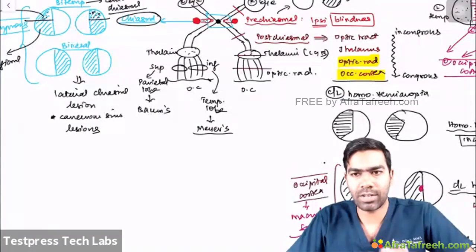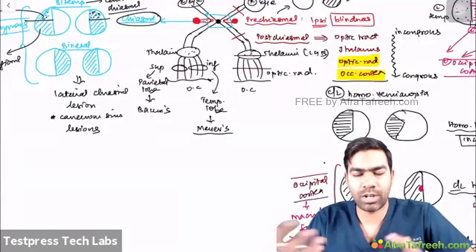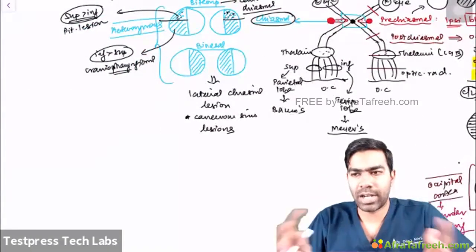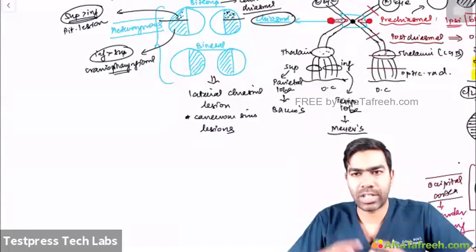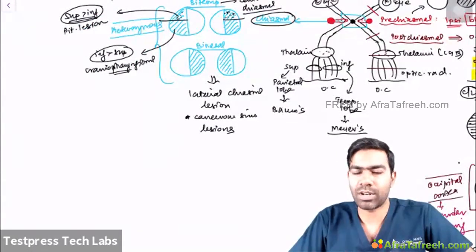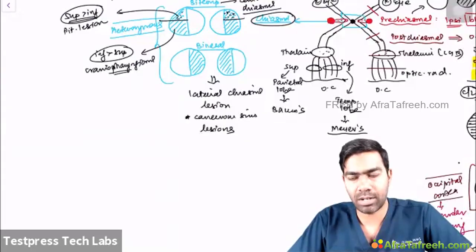Based on macular sparing, you can tell whether it's occipital cortex or optic radiation. In the optic radiation, based on whether it is superior or inferior, I can tell whether it's a parietal lobe involvement or a temporal lobe involvement. Based on chiasmal lesion, whether it's bitemporal or binasal, I can tell whether it's a central chiasmal lesion or a lateral chiasmal lesion. Based on whether it is superior more than inferior or inferior more than superior, I can tell whether it's a pituitary lesion or a hypothalamic lesion.